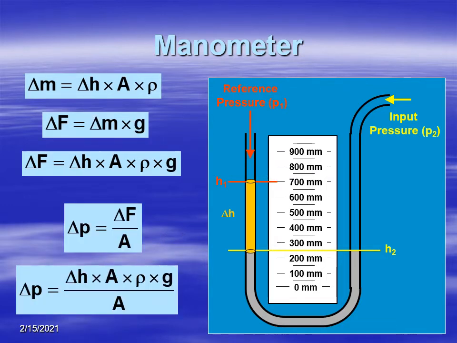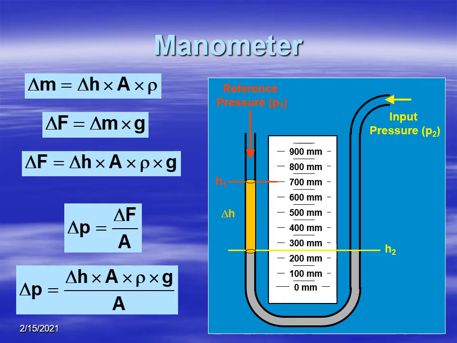First off, to get to the difference in pressure, remember that pressure is a force per unit area. So we have to take our equation for force, which is the difference in mass times gravity, and now substitute for the difference in mass the equation that we just came up with that related to the difference in volume. And that was the difference in mass is equal to the difference in height times the area times the density. When you combine these top two equations, this is what you get.